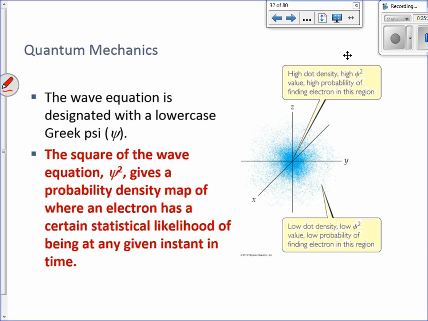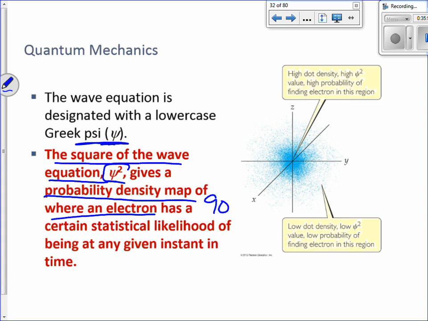But this is what you need to write down about Schrodinger and what we use it for. Square of the wave equation. This is psi, Greek symbol psi, gives a probability density map of where an electron has a certain statistical likelihood. Well, basically 90% likelihood, okay? 90% likelihood of where it's going to be.